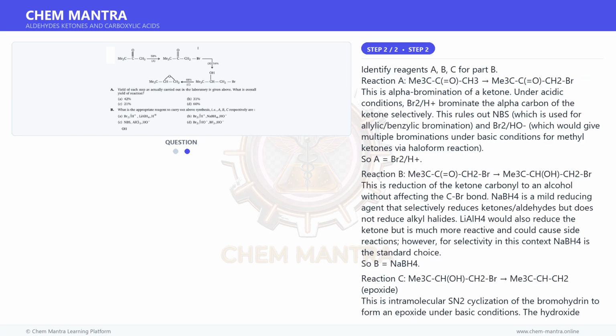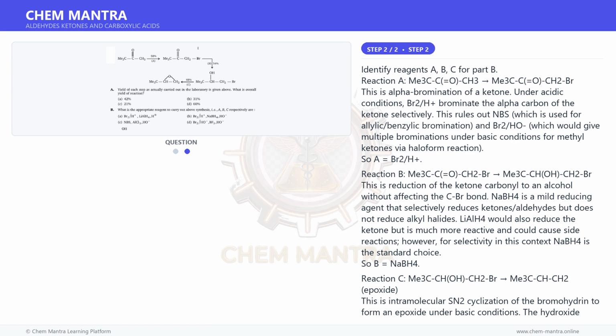And for the final step, identify reagents A, B, C. For part B, reaction A: Me3C-C=O-CH3 goes to Me3C-C=O-CH2Br. This is alpha bromination of a ketone. Under acidic conditions, Br2/H+ brominate the alpha carbon of the ketone selectively. This rules out NBS, which is used for allylic and benzylic bromination, and Br2/HO-, which would give multiple brominations under basic conditions for methyl ketones via haloform reaction. So A is equal to Br2/H+.